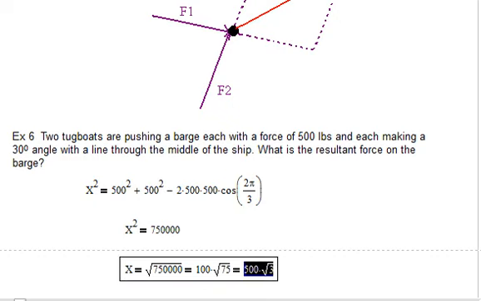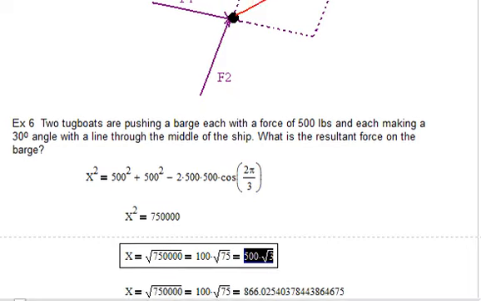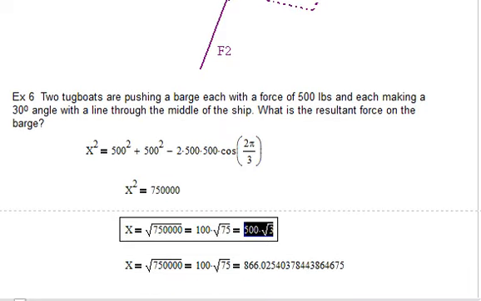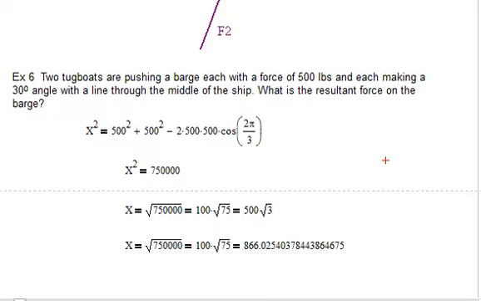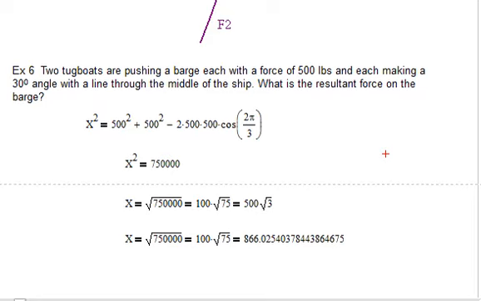That's the resultant force from these two boats pushing on that, and then I did a decimal approximation of it at 866 pounds, I guess that would be. Okay, probably good reason why the tugboats can't push at the back of the barge. Maybe there's a rudder there and stuff like that that they wouldn't want to damage. So, cool problem. Hope you found it useful.